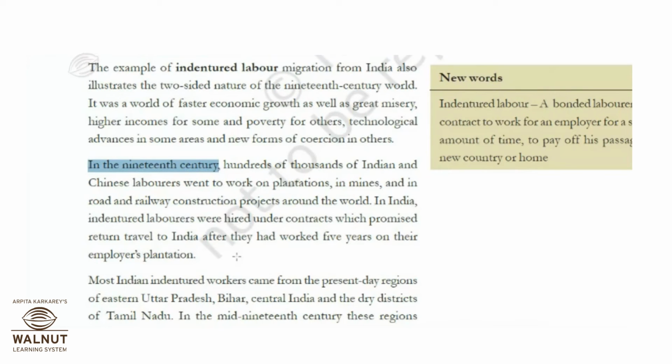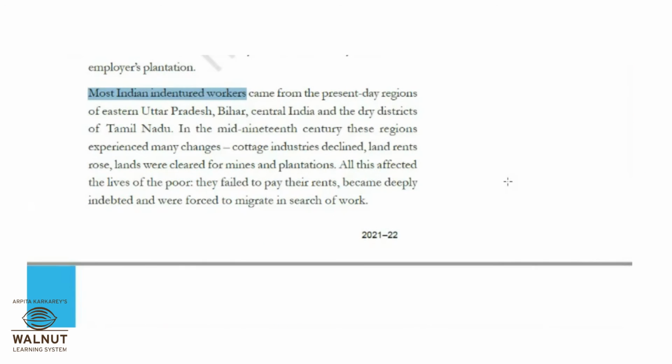In India, indentured laborers were hired under contracts which promised return travel to India after they had worked 5 years on their employer's plantation. Most Indian indentured workers came from the present-day regions of eastern Uttar Pradesh, Bihar, central India, and the dry districts of Tamil Nadu.